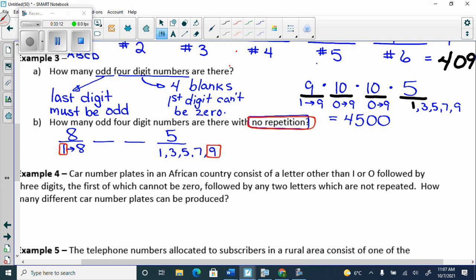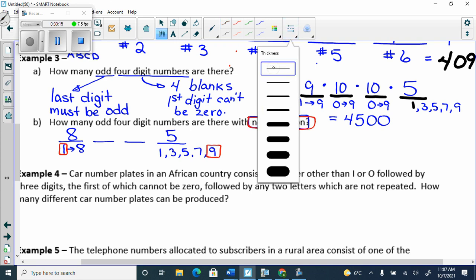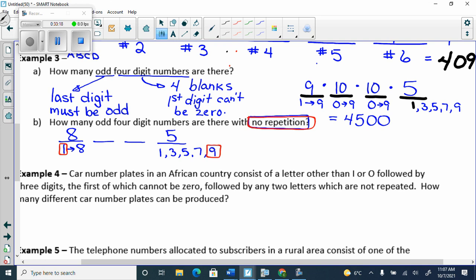What can I put in these? I can't put 1 and 9. Is there any restriction on this blank? No, I had 0 to 9 last time, correct? The only catch is I can't have 1 and 9 this time because I'm holding them. And it says no repetition. So I could have 0. I can't have 1. I could have 2, 3, 4, 5, 6, 7, 8. How many options is that? It's 8. Now, why is it still 8? I got rid of 1 last time. Because I could bring the 0 back, right?